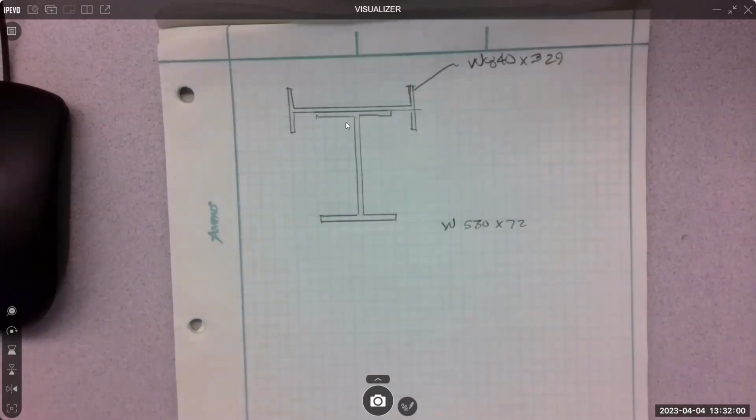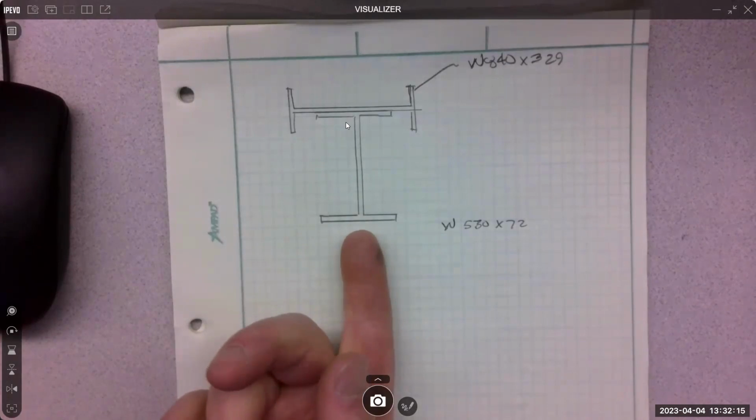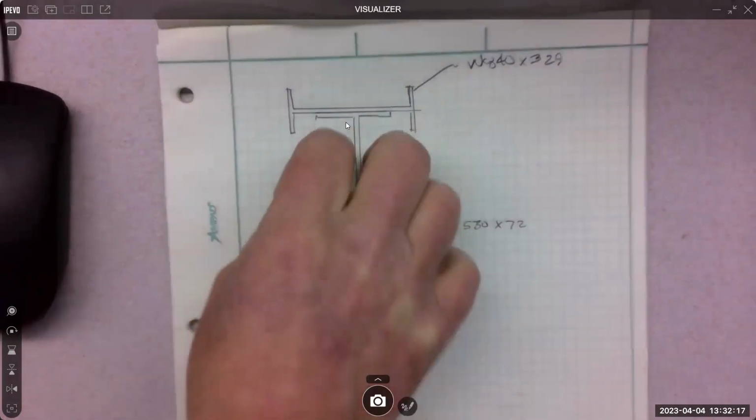So if you're given a W shape or an L shape or a rectangle, all of that's in the book. You just look that up, right? It's only when somebody gets cute and puts two things together that we have to figure it out. And this actually happens quite a bit.